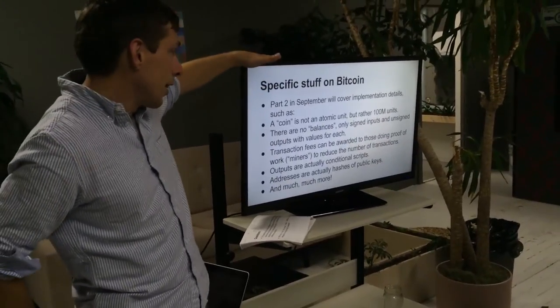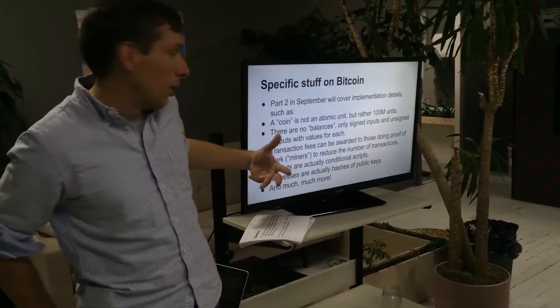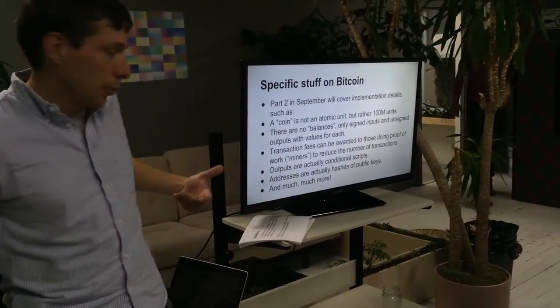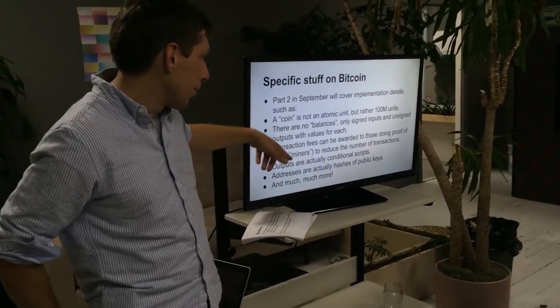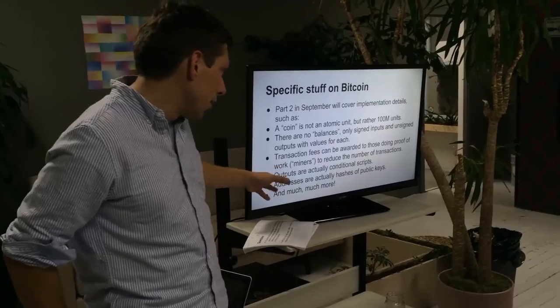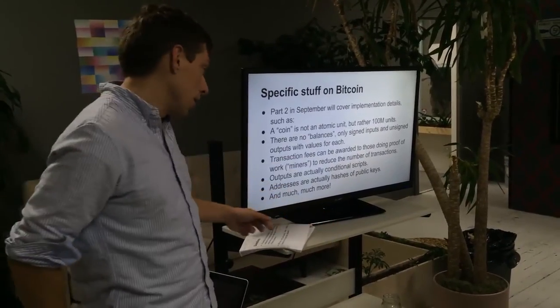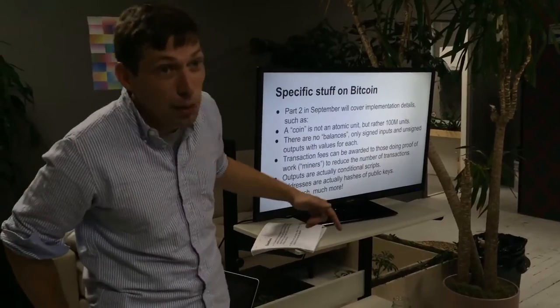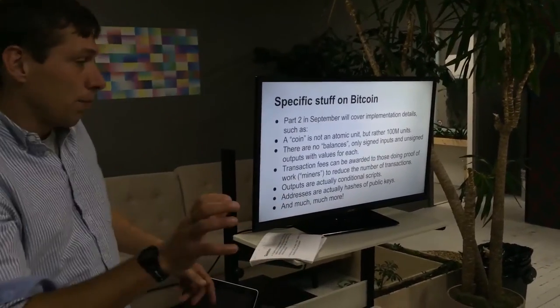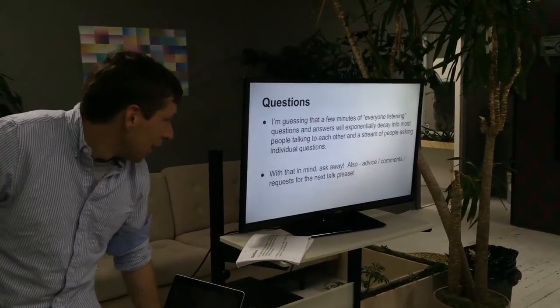Okay, so this is all specific. Part two will be more specific implementation details, such as a coin is not actually an atomic unit. 100 million atomic units are in a coin. There's no balances. There's only inputs and outputs. Transaction fees and how that works with miners. Outputs are actually conditional scripts, not direct outputs to public keys. Addresses are actually hashes of public keys, and they have some checking. It's all crazy. Much, much more.